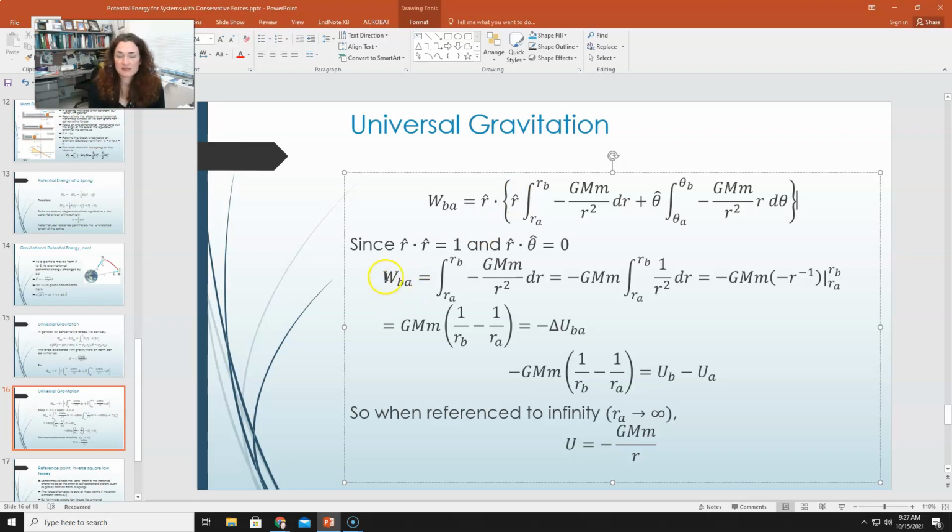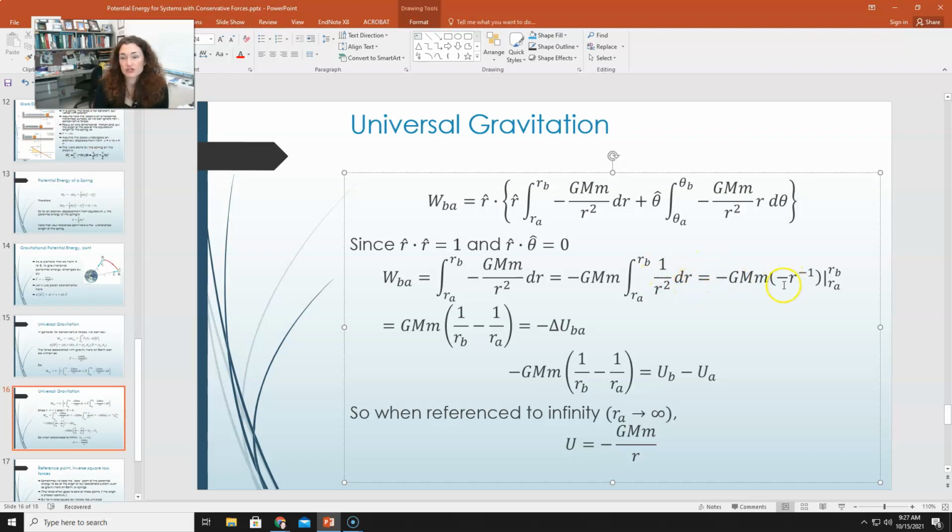And so that means that the work from B to A is equal to the integral from r_A to r_B of minus G big M little m over r squared dr. You can perform that integral. The G big M little m are constants, so you can pull them out front, and then you're just doing the integral of 1 over r squared dr. Okay, now that's r to the negative 2 dr.